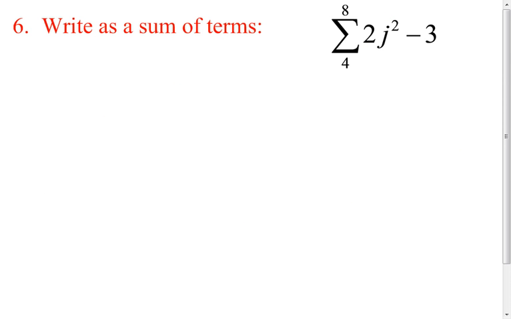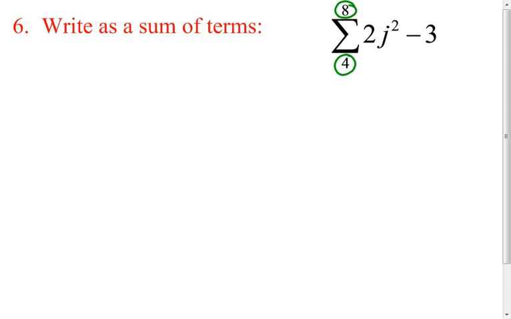All right, this again is sigma notation, and it's asking you to write it as a sum of terms. Notice what I'm doing here is I'm summing up the fourth term all the way up to the eighth term. All you have to do when you do that is you just plug the numbers in, and you're going to do each term separate.